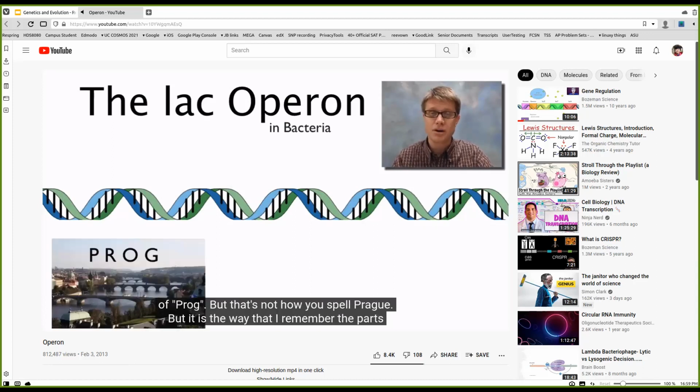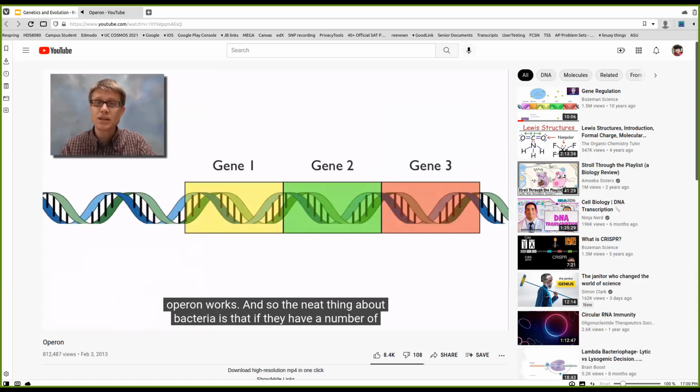This is a picture of Prague, but that's not how you spell Prague. It is the way that I remember the parts of an operon. You've got a promoter, a repressor, an operator, and then genes. If you can remember Prague, it's going to get you half of the way to remembering how an operon works. The neat thing about bacteria is that if they have a number of different genes used to achieve a certain task, they'll put them right next to each other. As the RNA polymerase moves down the DNA and makes all of the messenger RNA and all the proteins, you're ready to do whatever the job is. So the genes are located right next to each other, in this case in the Lac operon, to deal with lactose.